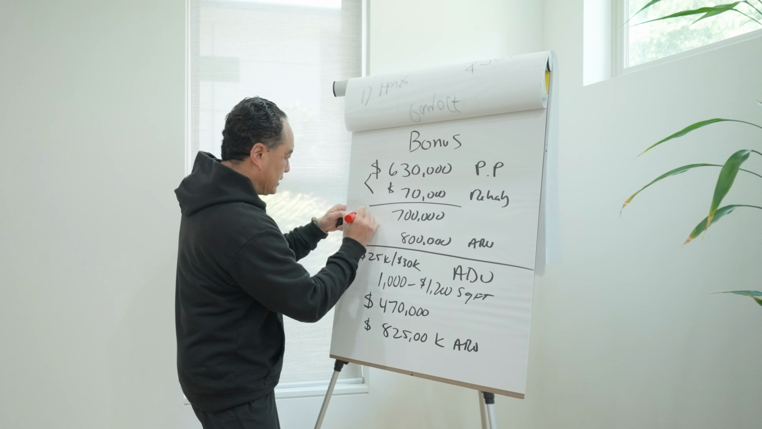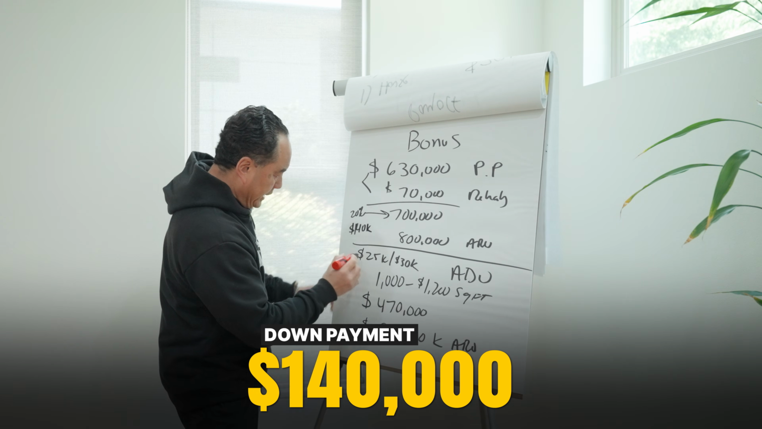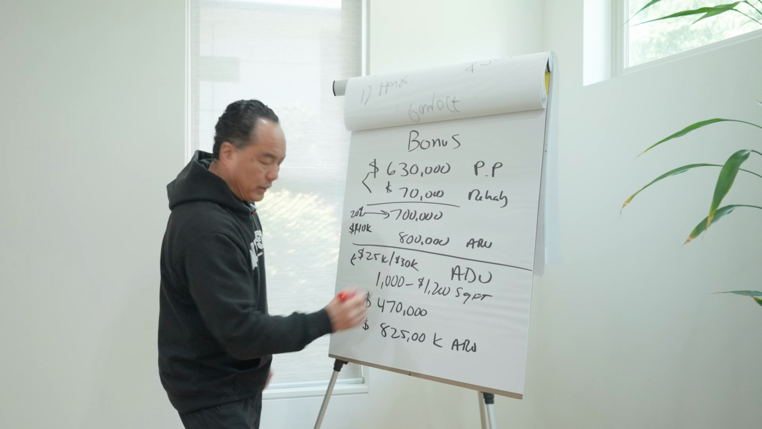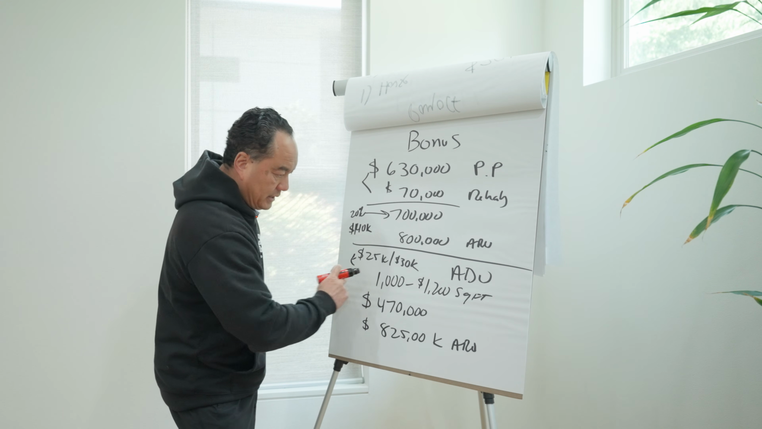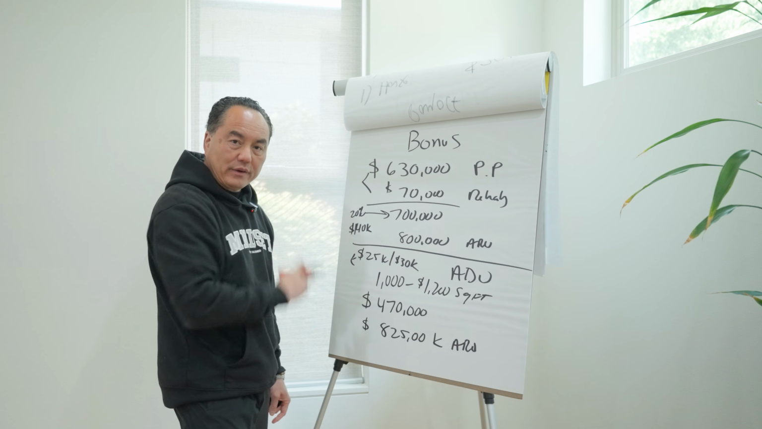Buy the front house, put down 20% of this $700,000. So 20% of this, $140,000. Boom. You need this $25,000 to $30,000. Then you go get plans and permit. You can do this whole process in 1 year.